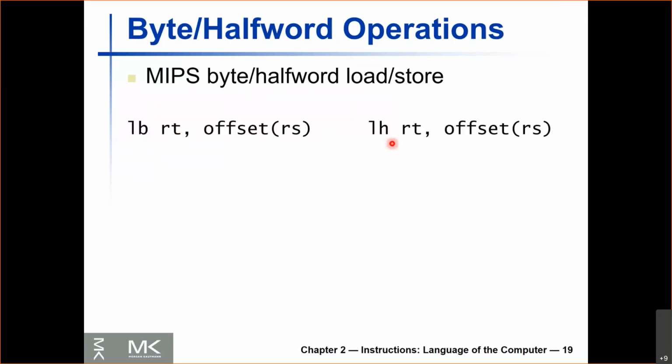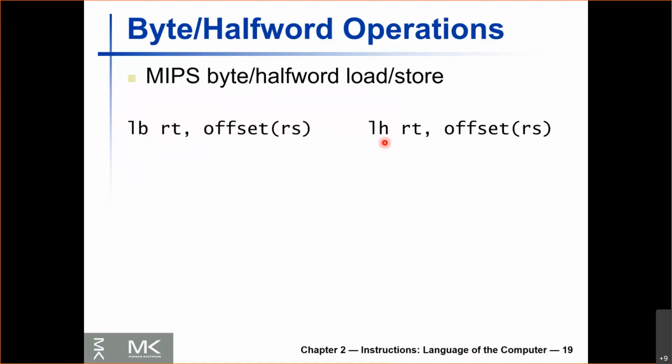Now, the address of a byte is a multiple of 1, right? A byte can be anywhere in memory. The offset here can be any value, any multiple of 1. Remember, with load word, the offset had to be a multiple of 4 because the words were 4 bytes long. Well, with load byte, the offset can be any value. It has to be a multiple of 1 because the bytes are 1 byte long. And similarly, for load half word, the offset is a multiple of 2 because a half word is 2 bytes long. All right, so we have load byte and load half word.